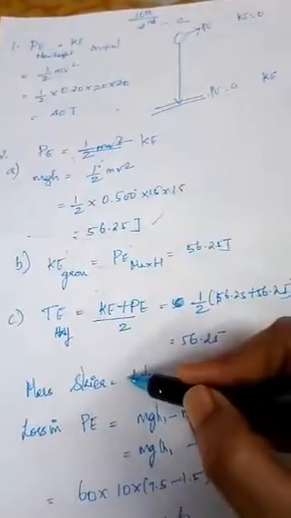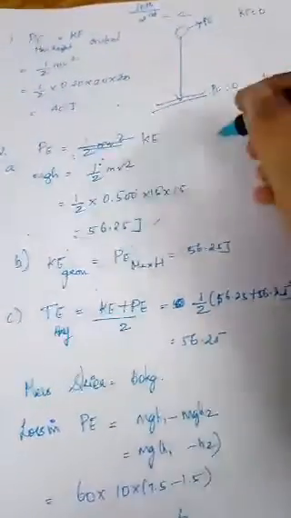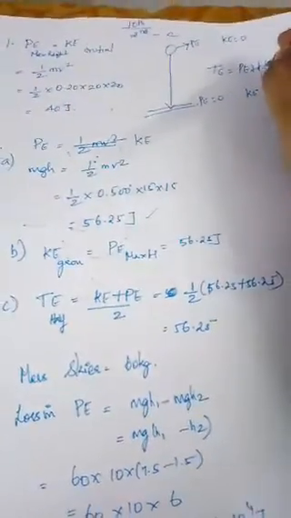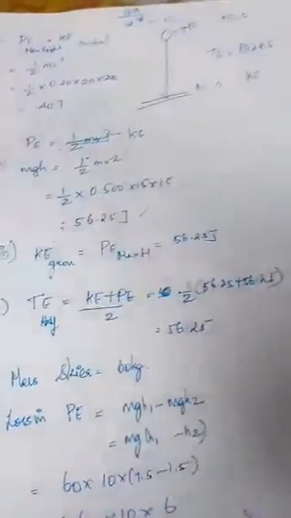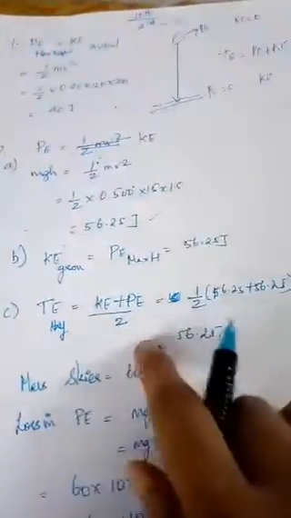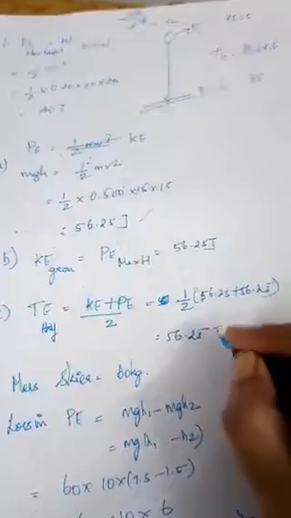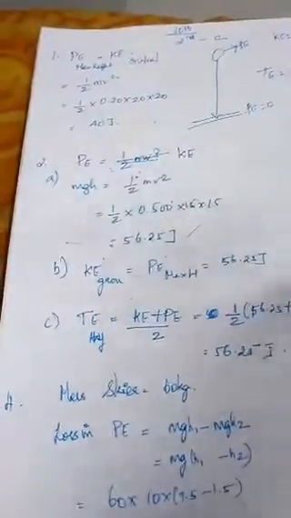And next one, they are asking us to find the total energy. We all know total energy is equal to the sum of potential energy plus kinetic energy. They are asking us to find the total energy halfway. So halfway means you have to divide it by 2. So if you divide it by 2, you will end up with your half total energy. Is it clear? So all these are simple concepts.